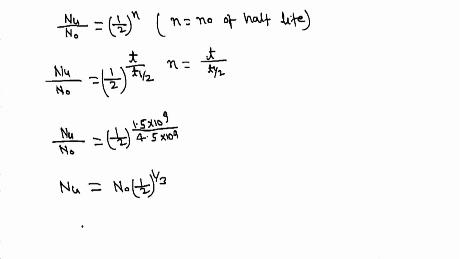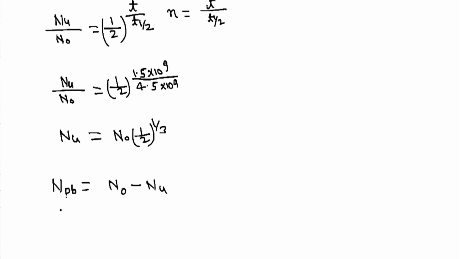Now, we have to find the ratio of Nu by NPV. So NPV is the product. After some time, the number of Pb atoms, NPV, is equal to what? We can write from here, this is equal to N naught minus Nu, clear? So this is NPV after some time. From here we can find this NPV, then we can find the ratio, clear?